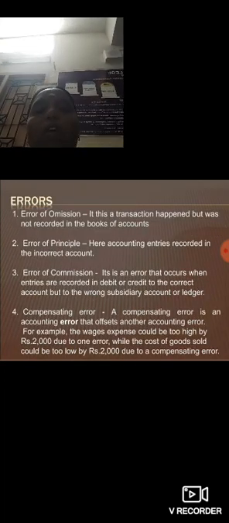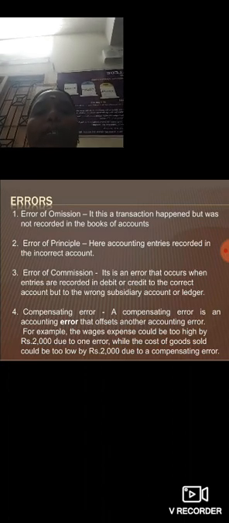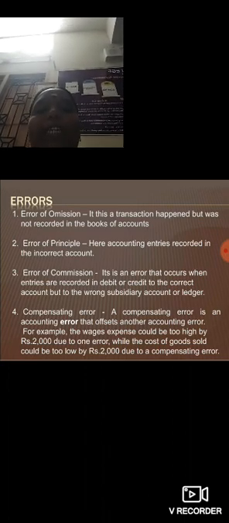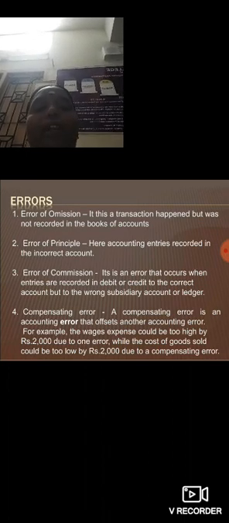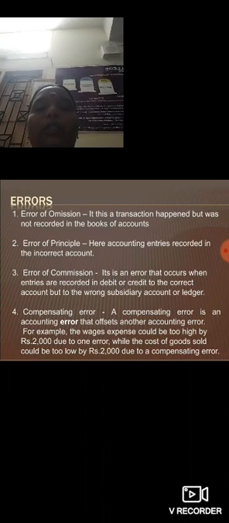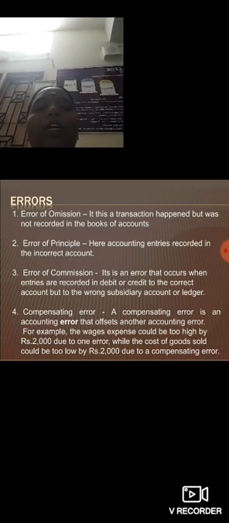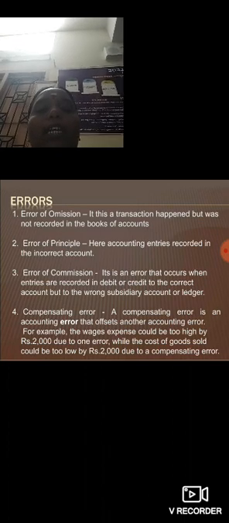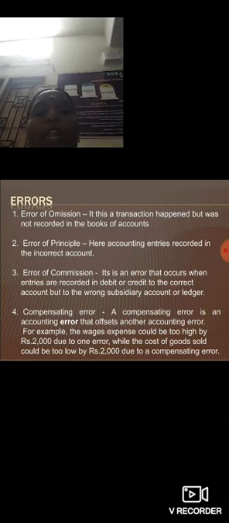So the trial balance cannot give the accuracy of the accounts. So what are all the errors that can be made in preparing the accounts? First one is errors of omission: if there is any transaction which actually happened but was not recorded in the books of account, that type of error is called an error of omission. Errors of principle: there are many accounting standard principles. If he fails to follow such a principle and fails to enter the entry according to that principle, then that type of error is called an error of principle.